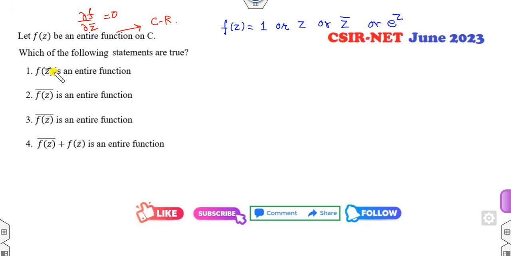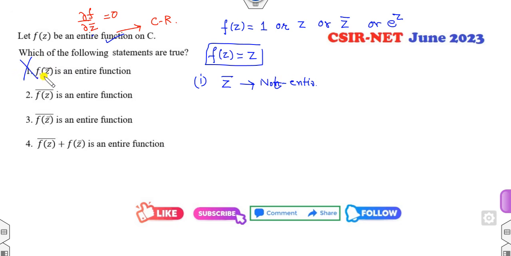Let's say z. If I choose f of z as z, which is my entire function, what is the f of z bar? Is it an entire function? It's a not entire function. So this option is cancelled. Second part, f of z bar. Again, f of z bar is this. Again, it is my not entire function. This option is also cancelled out.